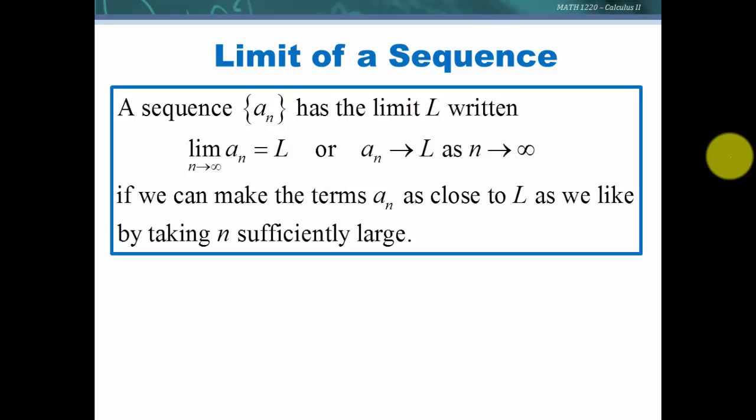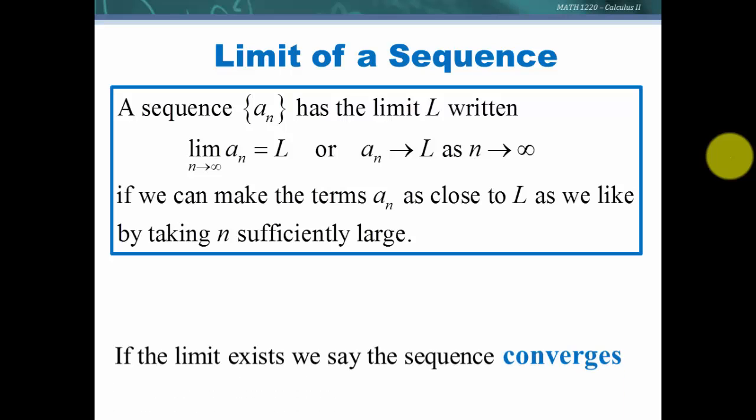So this is kind of summarizing what we saw. It's not a precise definition. We're going to have that in just a minute. But basically it says it has this limit L. If we get far enough out in the sequence, we can get as close to L as we'd like.